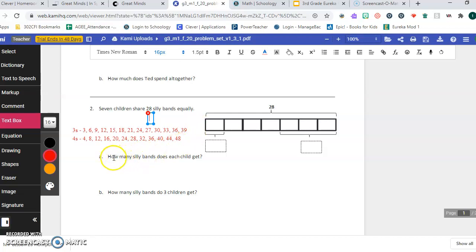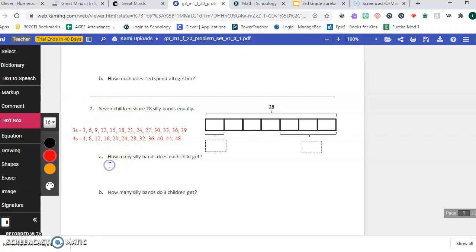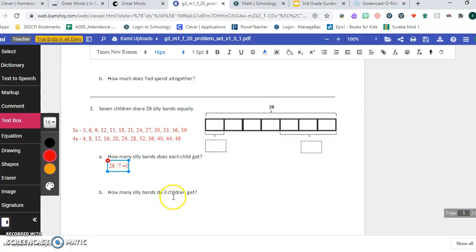Now we've got two questions here. So part A is how many silly bands does each child get? Okay, so there are 7 groups and 28 things. So we are going to be doing the problem 28 divided by 7, which is pretty tricky. If you're 8 years old and your teacher is asking you to do 28 divided by 7, that's pretty tricky stuff here. What they've given you to support you is a tape diagram.